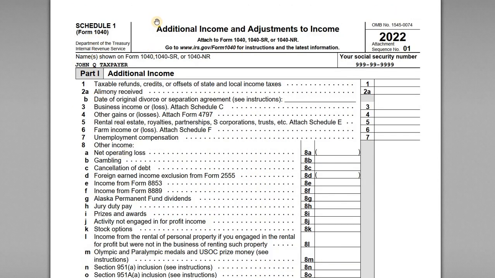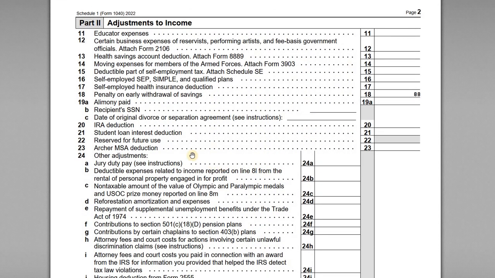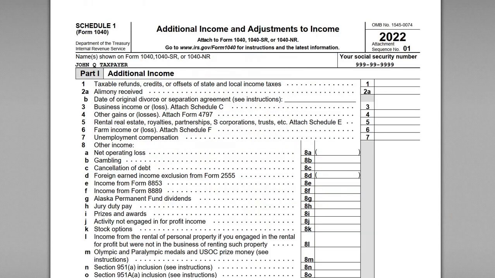So Schedule 1 is adjustments to income. Additional income is in Part 1. Adjustments to income is found in Schedule 1 Part 2. So if we go down to Schedule 1 Part 2, where we have our adjustments to income, you'll note that there is a separate line item here, Part 2, line 18, penalty on early withdrawal of savings, and there we see our $88 figure. So the adjustment, the reduction to John's income, is going to be this $88 penalty amount.